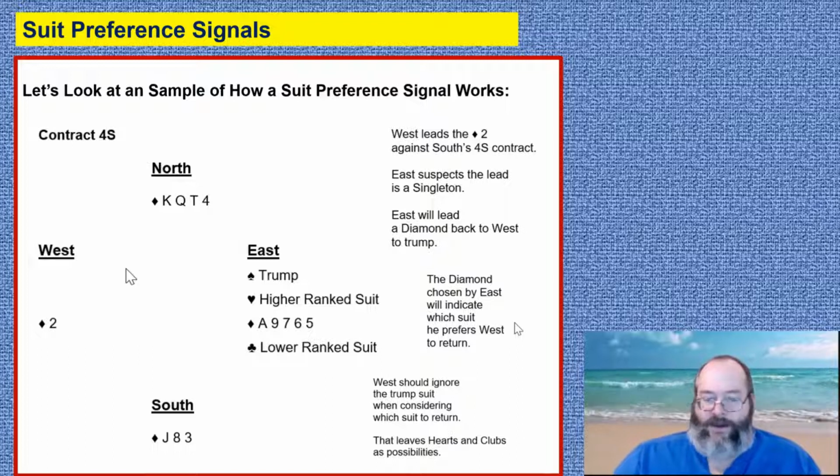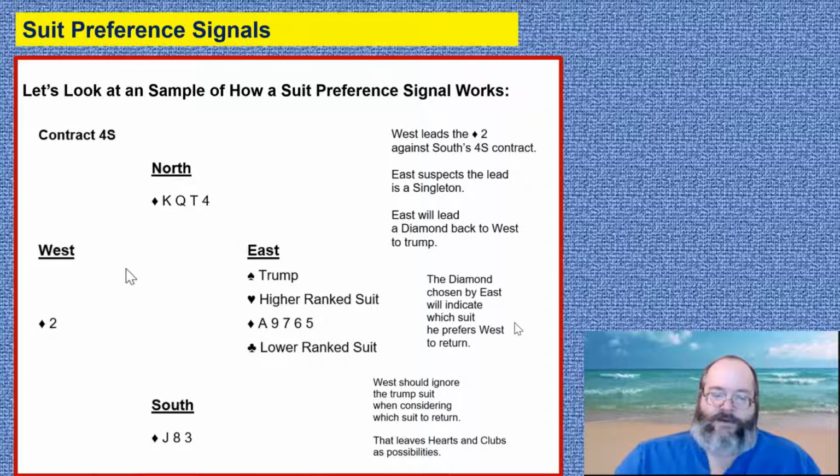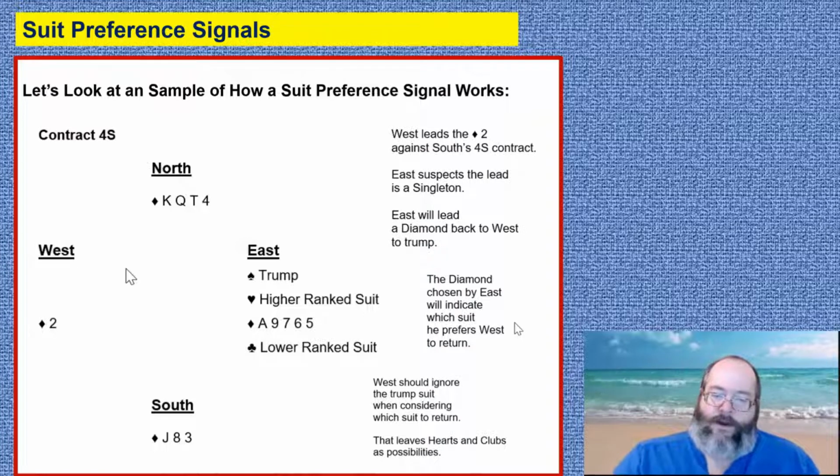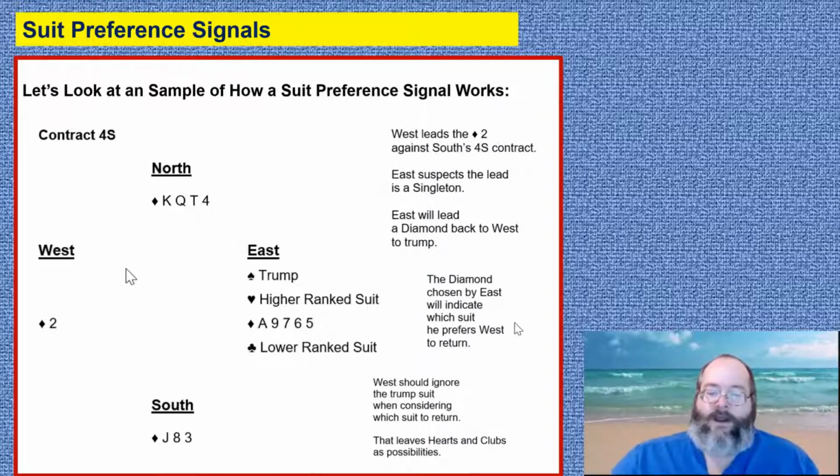Ignore the trump suit. You never want partner to return the trump suit, because if he plays a trump, he's using up one of those things that he could use to ruff a diamond. So the trump suit's going to be ignored here. Diamonds are going to be ignored because he's out of diamonds. You can't play one of those back. So it's a question of whether you will want a heart back or a club back.